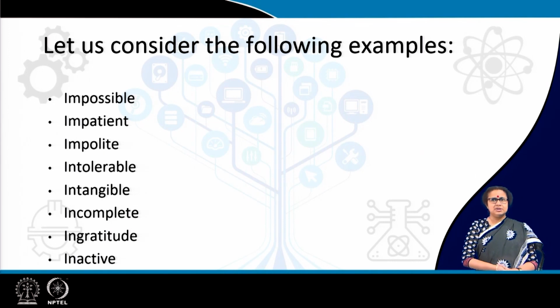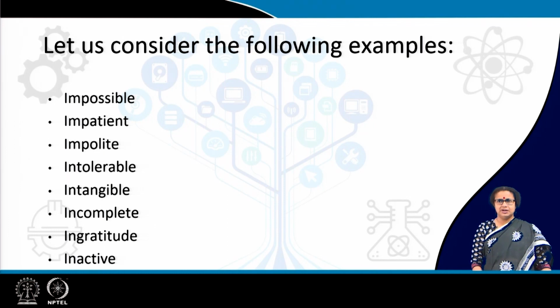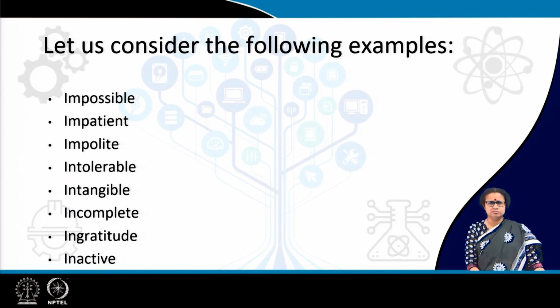So, I have listed some common English words which you can see now, and I will ask you to look at the prefix and tell us what is happening. Let me read the words for you: impossible, impatient, impolite, intangible, incomplete, ingratitude and inactive. When you are reading them, you understood that the prefixes are manifestations of the same morpheme, and then there are differences. It's clear to you, right?